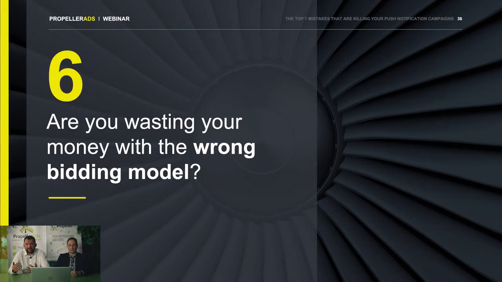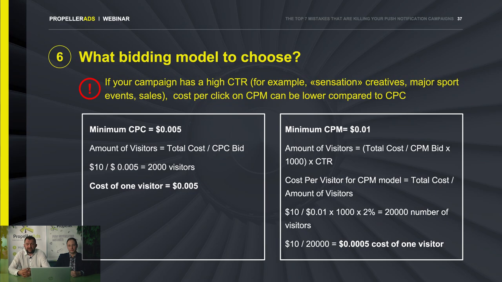So there are two bidding models available for push campaigns, namely CPM and CPC. You guys are pros, and I don't think we should spend a lot of time explaining the difference between those. Both bidding models have their own advantages. For instance, with the CPC campaigns, you pay only for users that already express some interest in the product. On the contrary, with the CPM, you can get required volumes irrespective of your CTR.